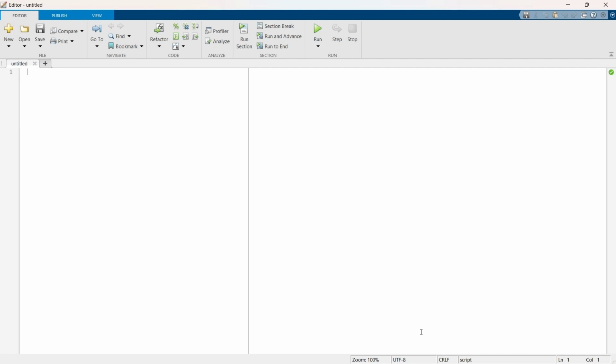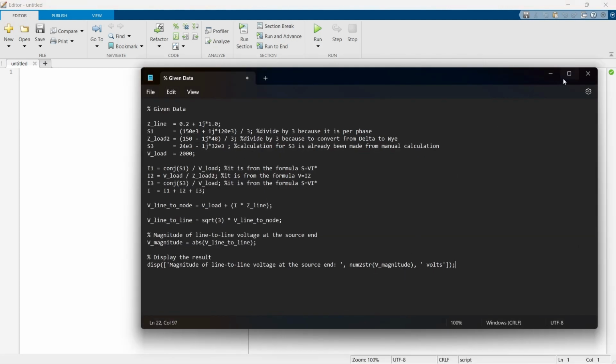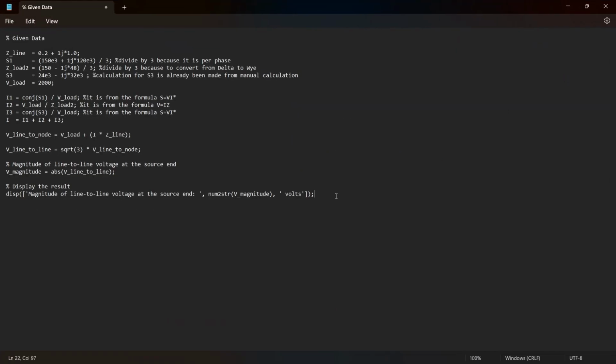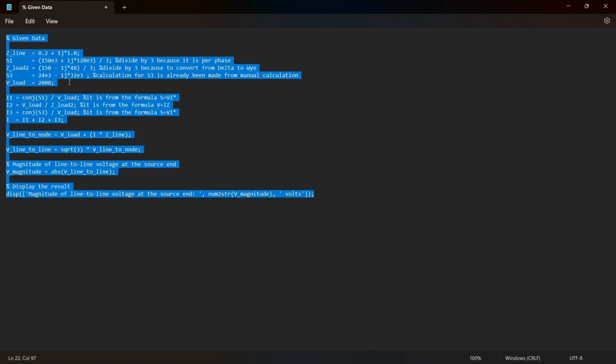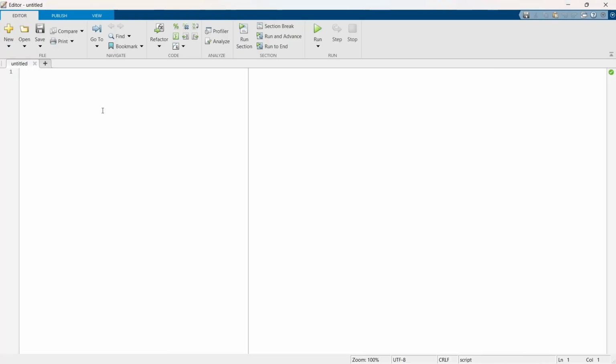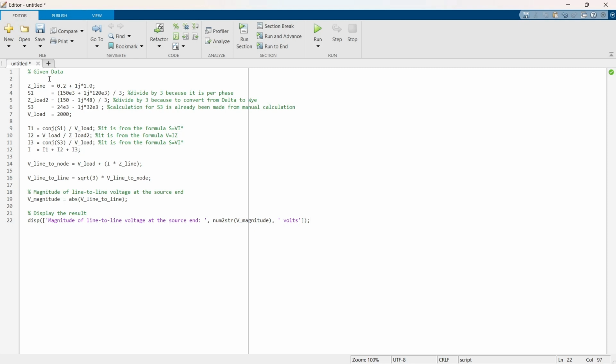So I have written the code beforehand. This is the code. Let's copy and paste it: Control C, minimize, Control V. From here we can see the given data. The impedance of the line, we call it Z line, is 0.2 plus 1j times 1.0. We write it like this because it is how we tell it to MATLAB.